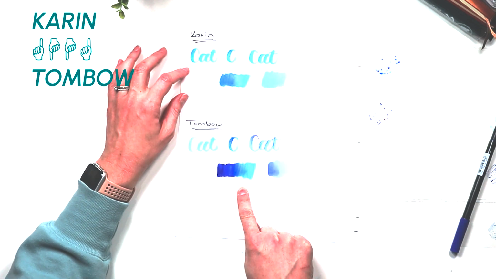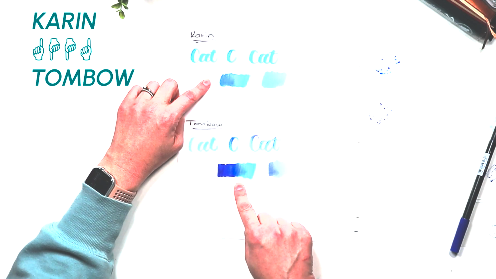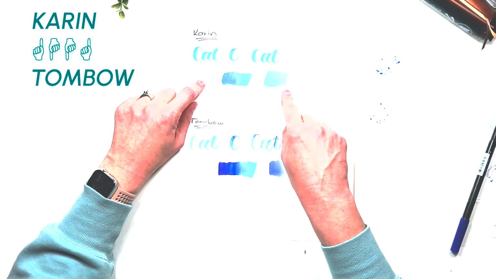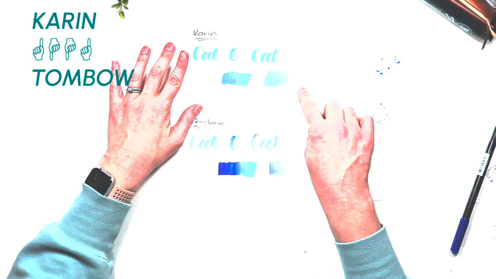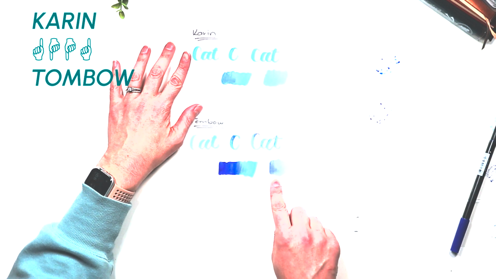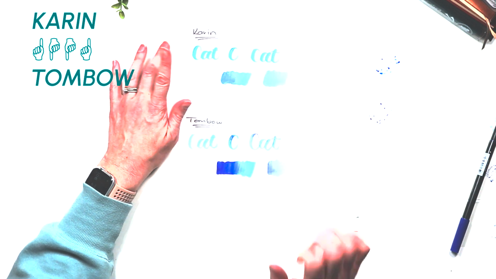And this is the gradient from blending with the water brush pen. Again, Karin wins this one for me. And then as you can see, if you're using it as a watercolor, the Karin goes a lot longer before it fades, versus the Tombow fades out pretty quickly, and I did two layers for both.